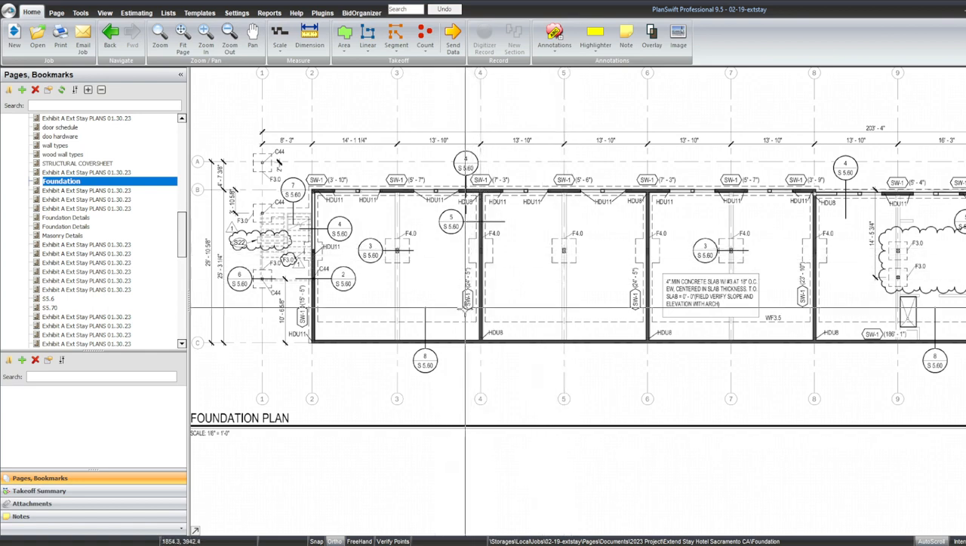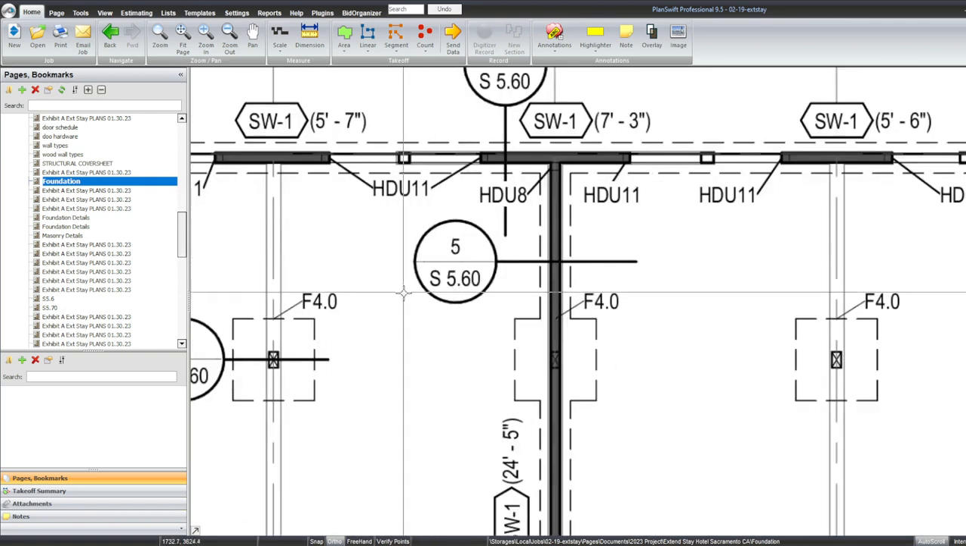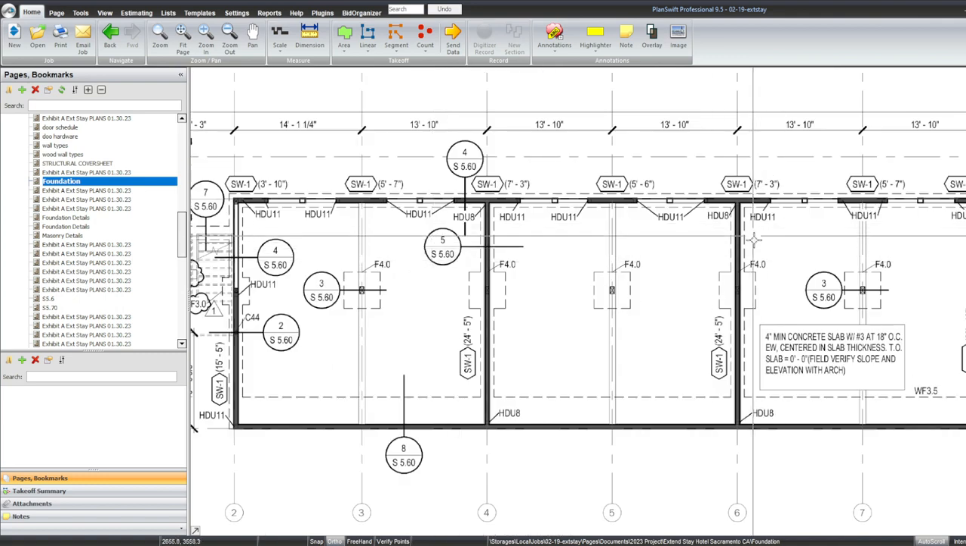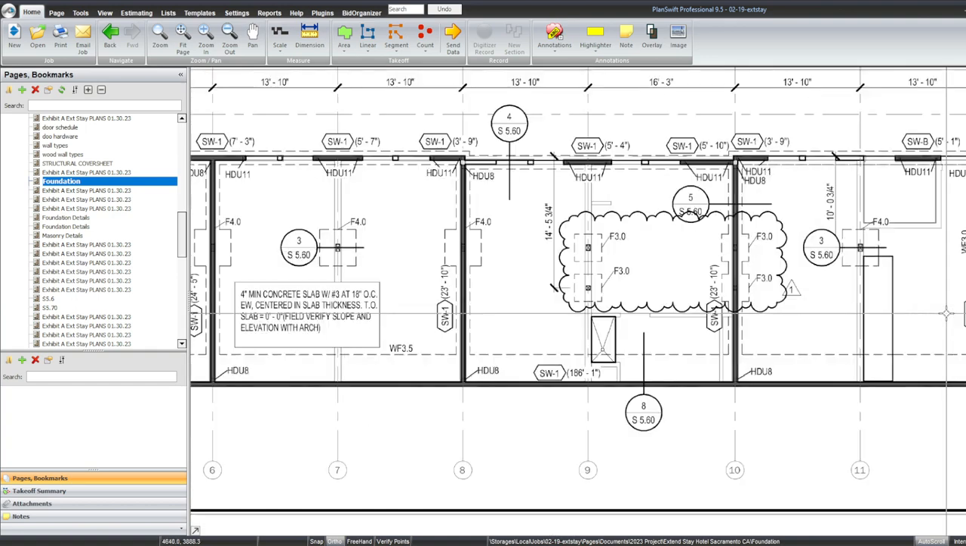But here there's a continuous footer, and looking at the fact that they're giving us one section view, chances are they are all the same. The continuous footers are probably all of the same construction as 5 over S, okay? Unless it gives you something different, which it doesn't.